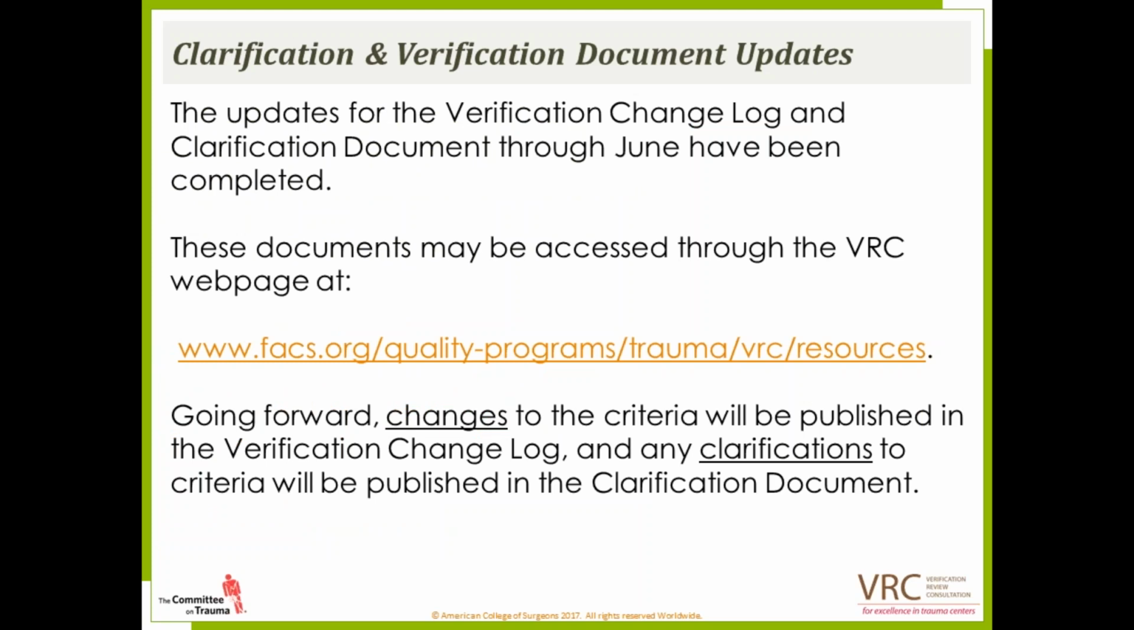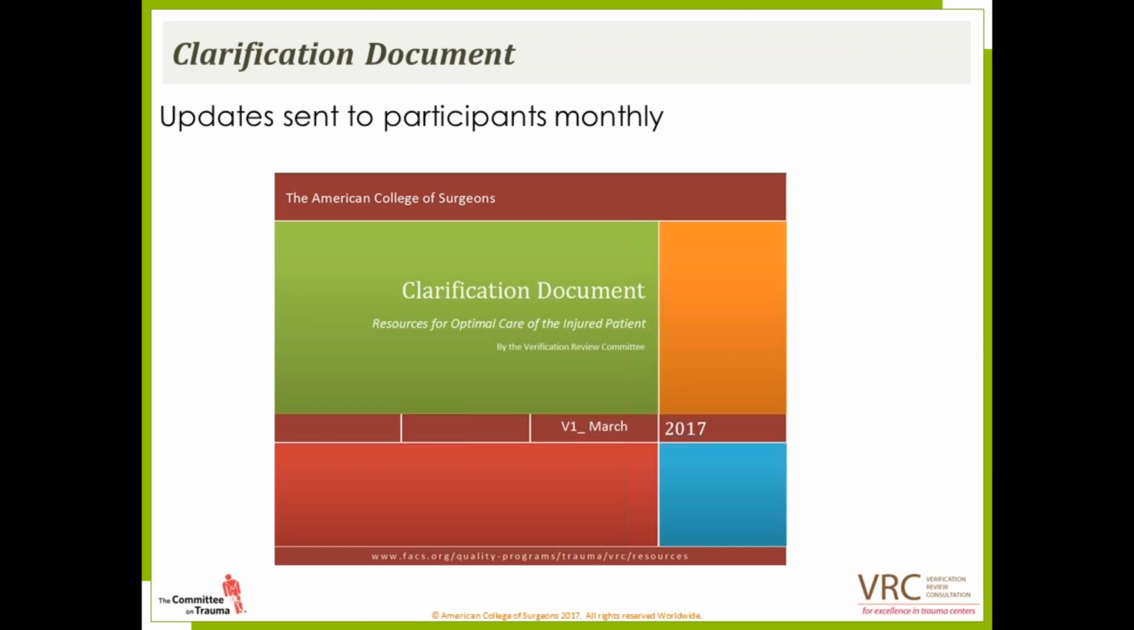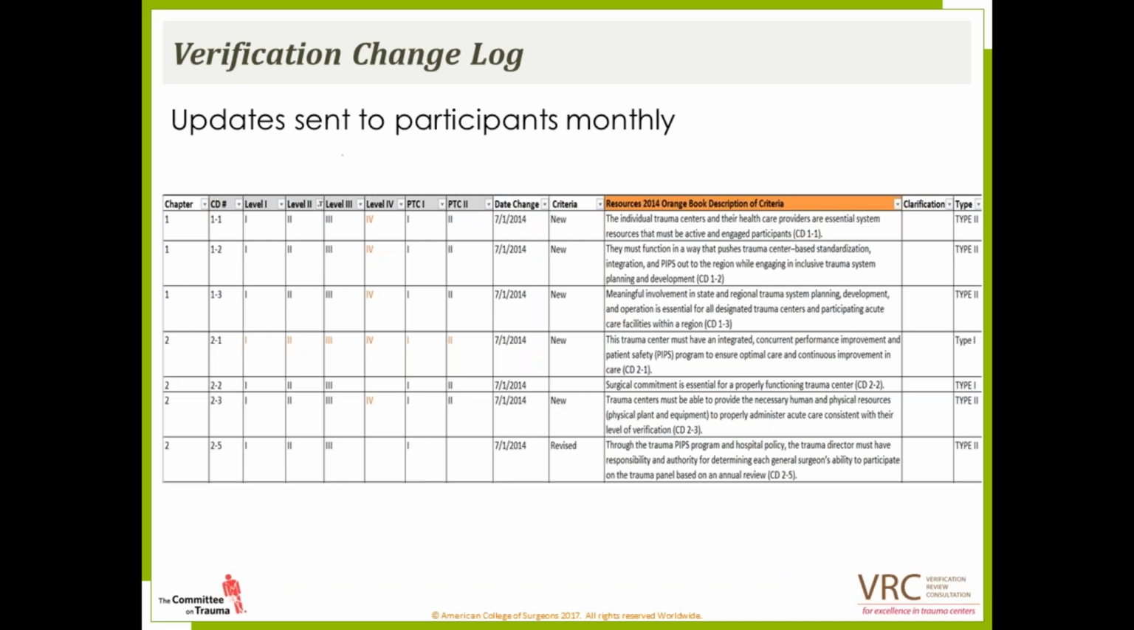Again, the clarification document and the change log are available on the resources website. Any changes to a standard will be noted on the change log, and any clarifications will be noted on the clarification document. The web address is in the middle of the page here, and these are just some screenshots of what they look like. The change log is a great tool for any new trauma center that is looking to do a gap analysis. This is an Excel worksheet, and you can filter by level, whether it's a level 3 or level 4, that I've been getting some questions on, but you can definitely filter on this.